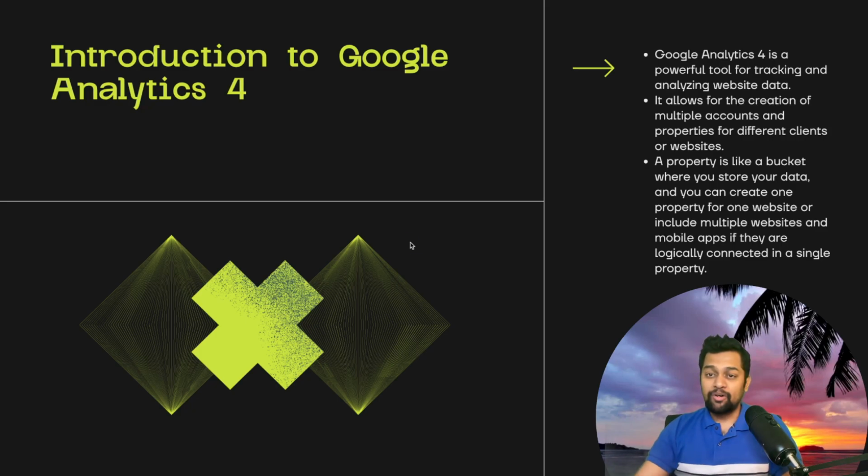GA4 is basically a powerful tool for tracking and analyzing website data, similar to UA. It allows for the creation of multiple accounts and properties. Each property can be like a bucket, dedicated to one website, or you can include multiple websites and apps in a single property if they are logically connected. You won't have any views like Universal Analytics. So in GA4 it's account and property, right? And each property can be dedicated to one website or an app.